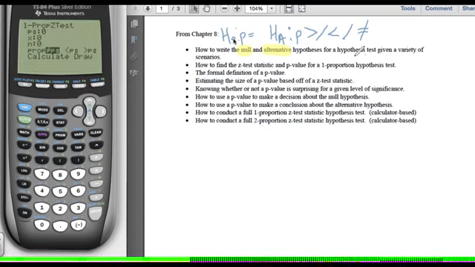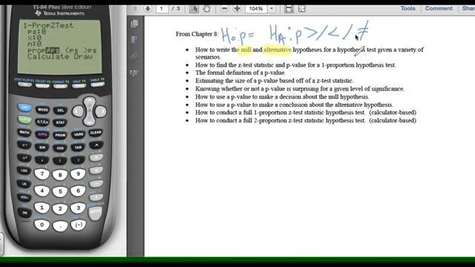p0 is your decimal that you set in H0. x is your actual number of successes given in the problem. n is your sample size, and you select your symbol based off of your alternative symbol. When you hit calculate, you'll see your z-test statistic, your z-score, at the very top. Then you'll see your p-value, and then you'll see your sample proportion, or your p-hat.